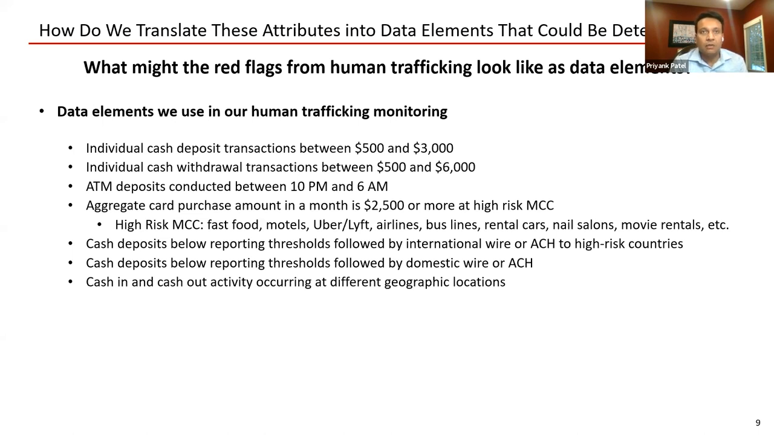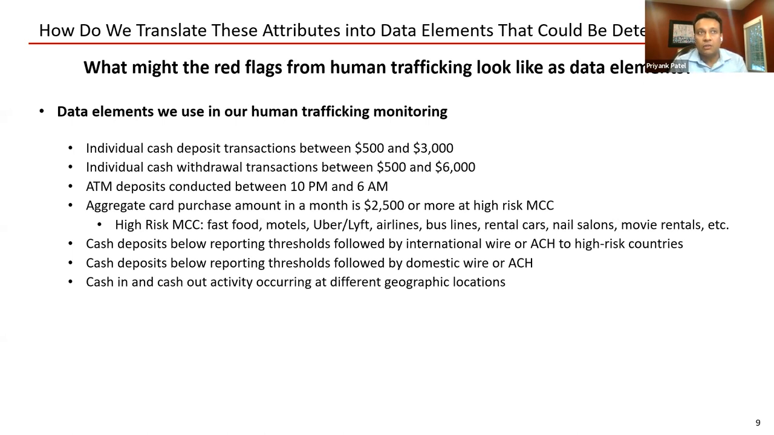And most of those are tied to your transaction data elements and obviously some of the KYC data elements. As you can see, many of them are here on this slide. We primarily focus on cash deposit activity to look for human trafficking enterprises: low dollar deposits coming into the branch or ATM. We also focus on cash withdrawals, which basically look for enterprises doing slavery.